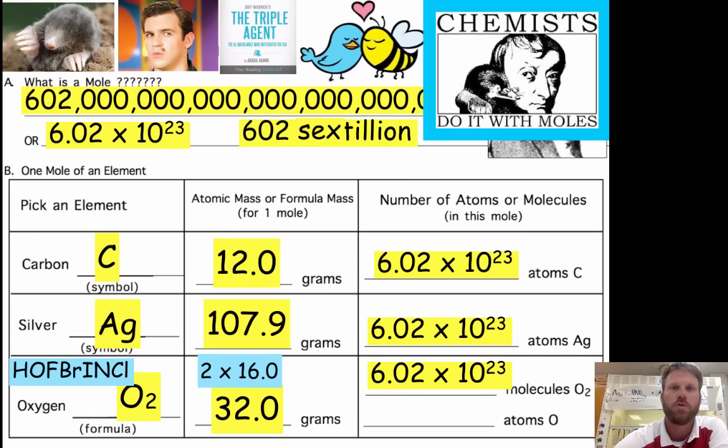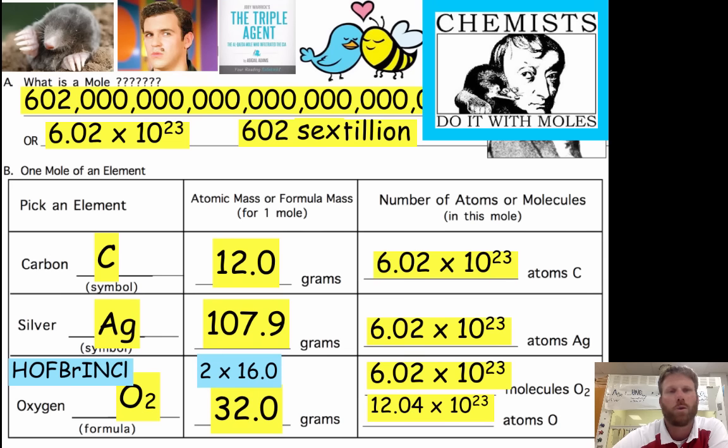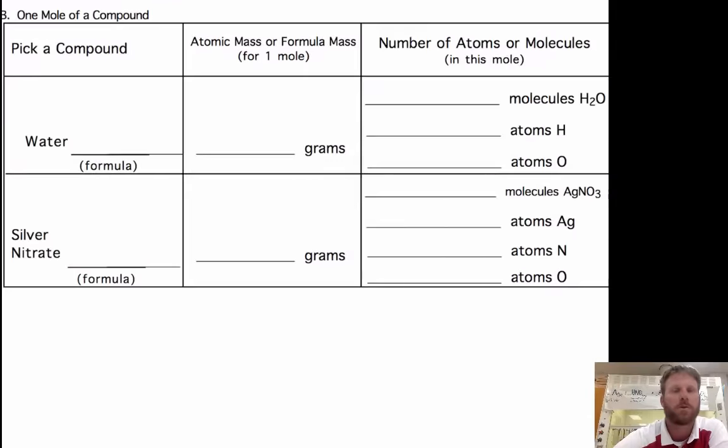But since there are 2 atoms of oxygen in each molecule of oxygen, we would have 12.04 times 10 to the 23rd atoms of oxygen. If you write this number correctly in scientific notation, it would actually be 1.20 times 10 to the 24th. Let's look at a couple compounds now.